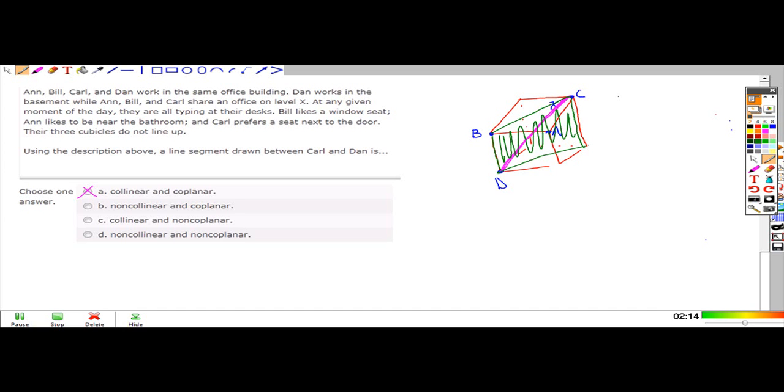So again, hopefully that makes some sense, and those types of problems are just a matter of plotting your points along those lines.